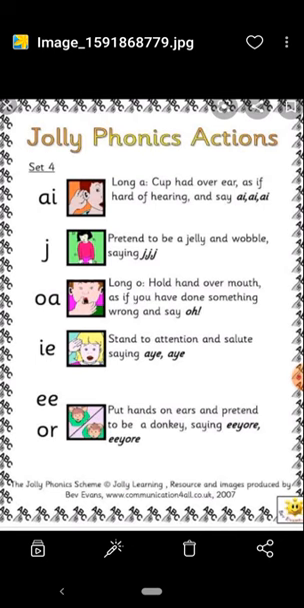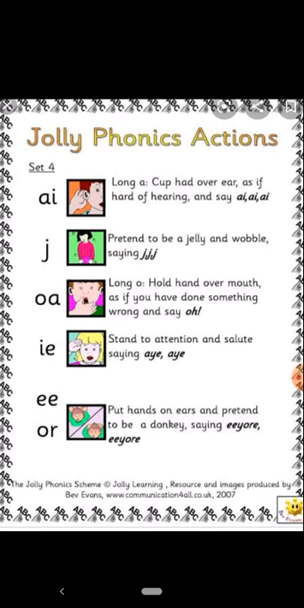You are having problem with hearing and say A, A, A. You can see the picture. That's the action. The next one is J, J, J. Pretend to be a jelly and wobble. Like you're wobbling. You can see your hands are together and you're wobbling. Wobble means to shake. Wobble, wobble, wobble. Like you're going J, J, J. That's the way jellies wobble on the plate.